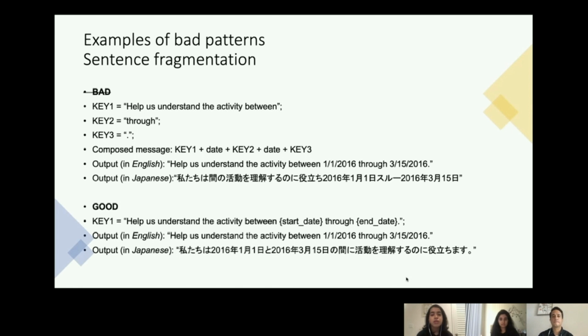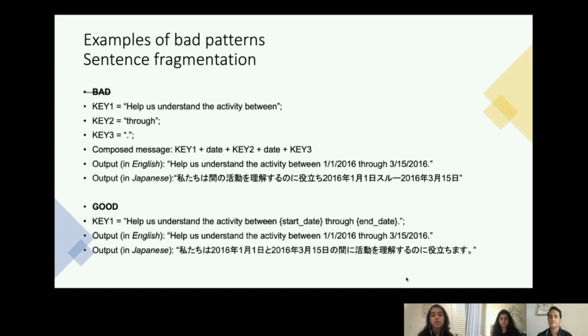Now let's look into sentence fragmentation. Here you can see the first example is of a fragmented sentence, which is fragmented into 3 keys which have the content, and if you compose a message, there are 2 dates that are also a part of these fragments that come in between these fragments to construct the whole sentence.